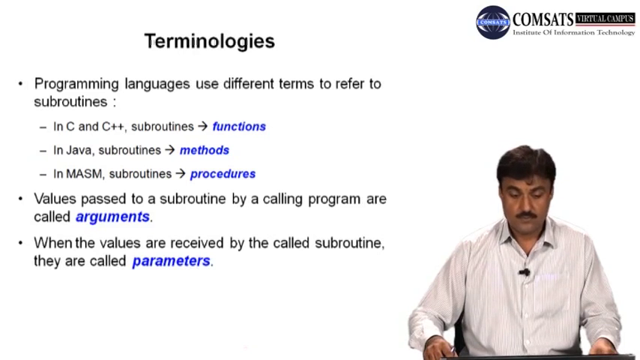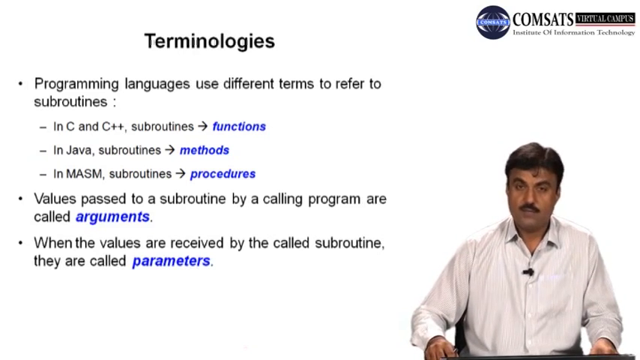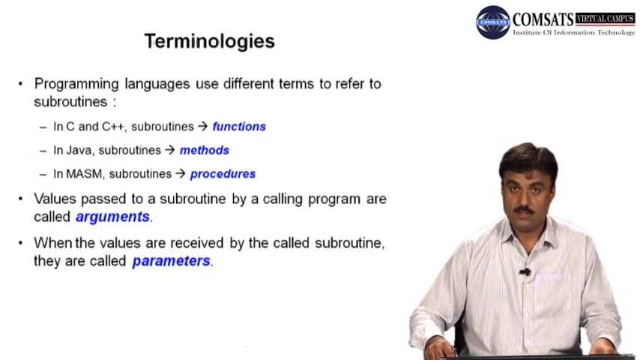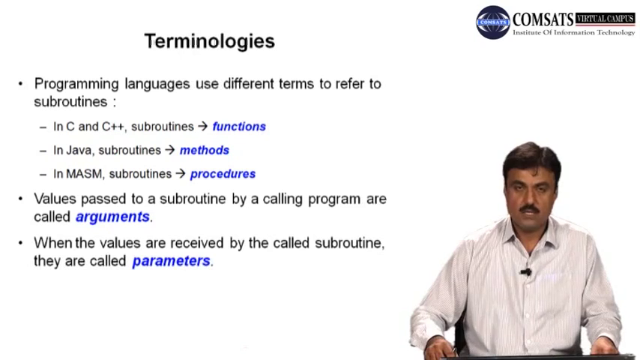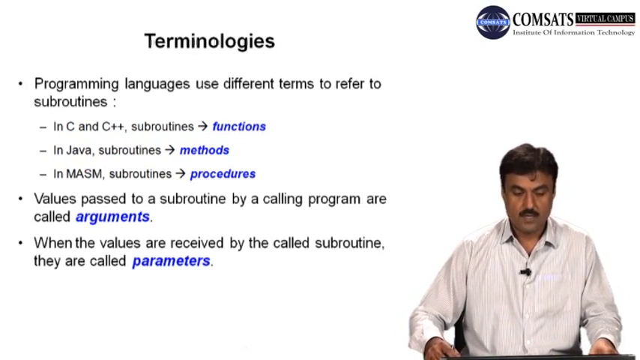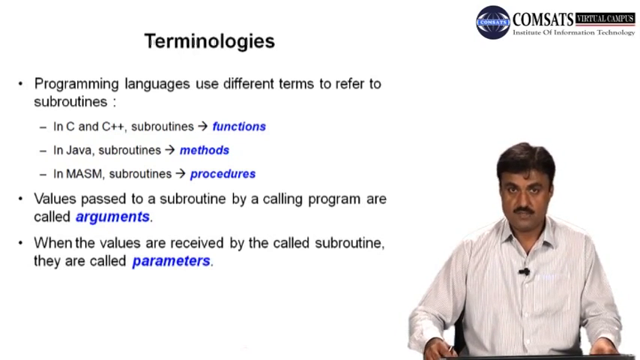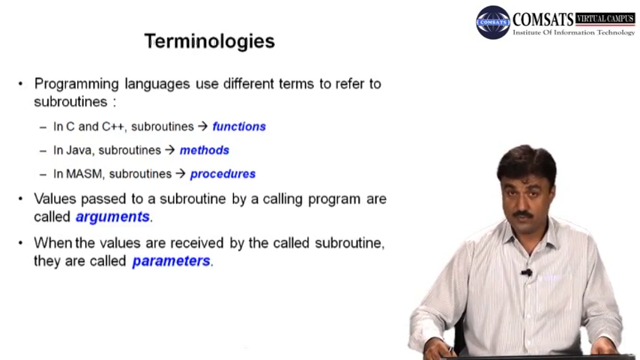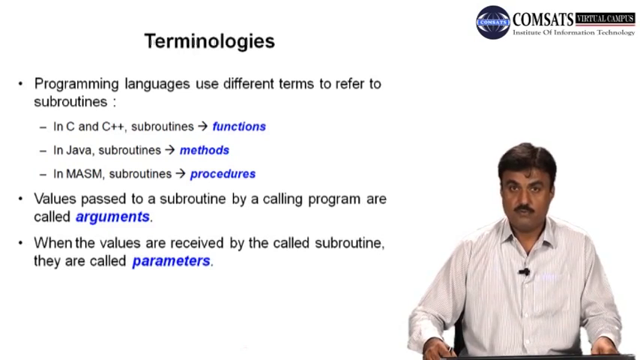Then there are two very important terms, arguments and parameters. In some lectures they are used interchangeably. However, there is some difference between these two terms. The arguments are the values that are passed to the subroutine by a calling program. So when we call a subroutine in a main program and we pass some values, these are called the arguments.